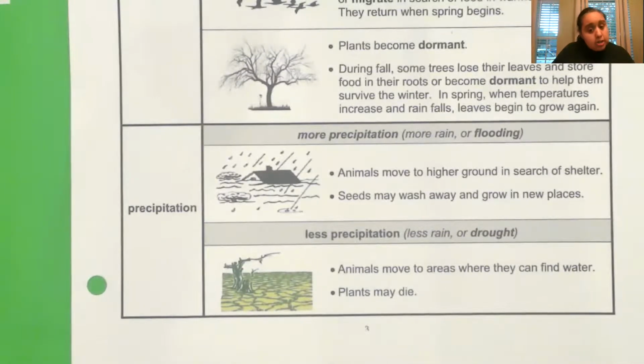Now, something else happens if there's not too much precipitation, less rain. Something called a drought. The word drought sounds like dry, right? This is a time when there's less rain, not enough rain for our plants, for our dirt, for our animals. So if there's no water, if the pond dries out, a lot of our animals have to go find another place to live. And those animals that can't move to another area, guess what happens? You're right, they die. So yes, precipitation can affect our environment in not a very good way, okay?